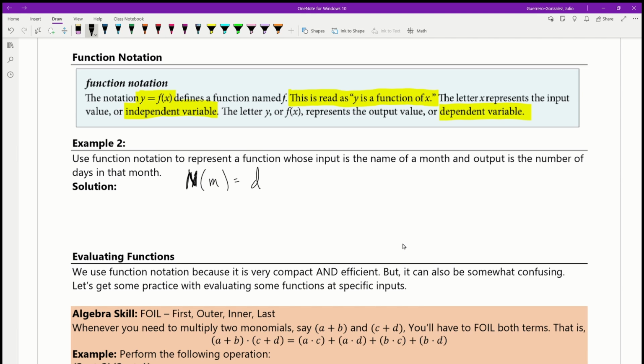And the way that we say this is this. m is equal to the month name. n of m, so if I plug it into my function n, it's going to spit out a d value, and the d value is going to be the number of days. Does that make sense? So when we want to specify something mathematically, this is how we would do it. All right, so now let's get into actual mathy stuff.